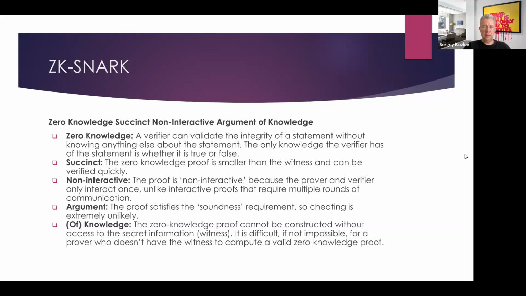which means, let's move to the example with this hash. If you do not know the number from which you calculated this hash, you will not be able to generate the proof. So that's the soundness. You cannot choose the correct number by brute force. And knowledge stands for the secret information, the witness. We do not disclose it. It's not possible for a prover who doesn't have the witness to compute a valid zero knowledge proof. So that's what we just discussed. That stands for ZK-SNARK technology.